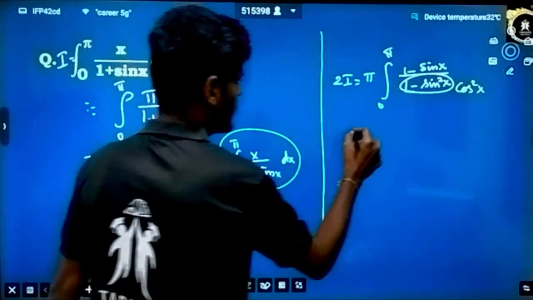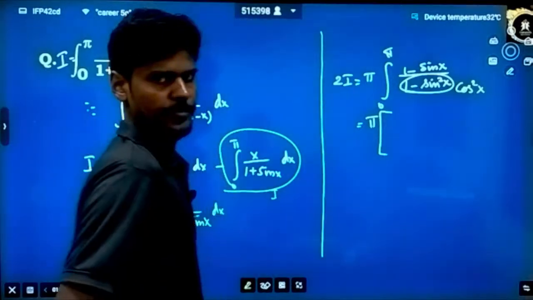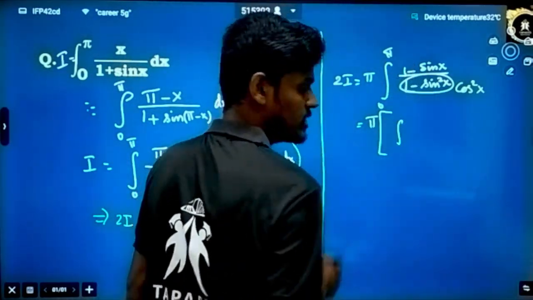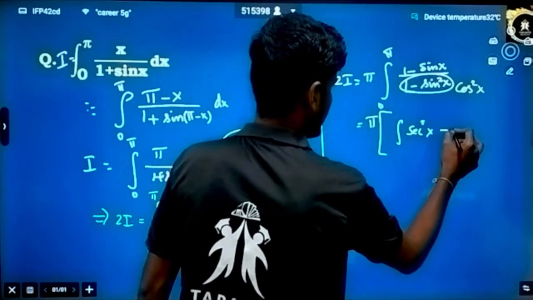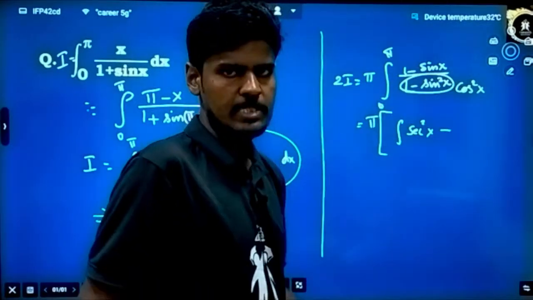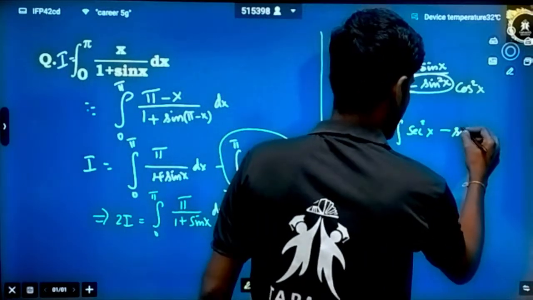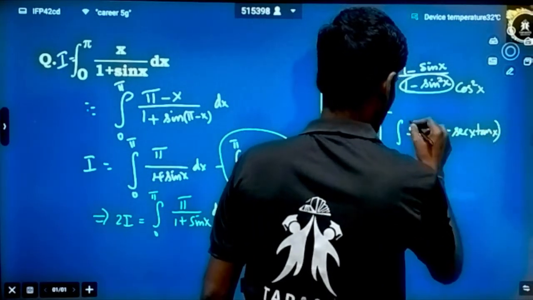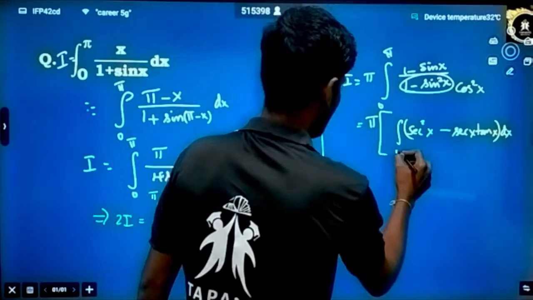That means we can split this integral into two separate integrals, that is pi into integral of 1 by cos square, which is secant square x, minus, here in the numerator we have sin x, in the denominator cos square x. Sin by cos is tan, 1 by cos is secant. So this becomes secant x tan x dx. Now the limit is between 0 to pi.